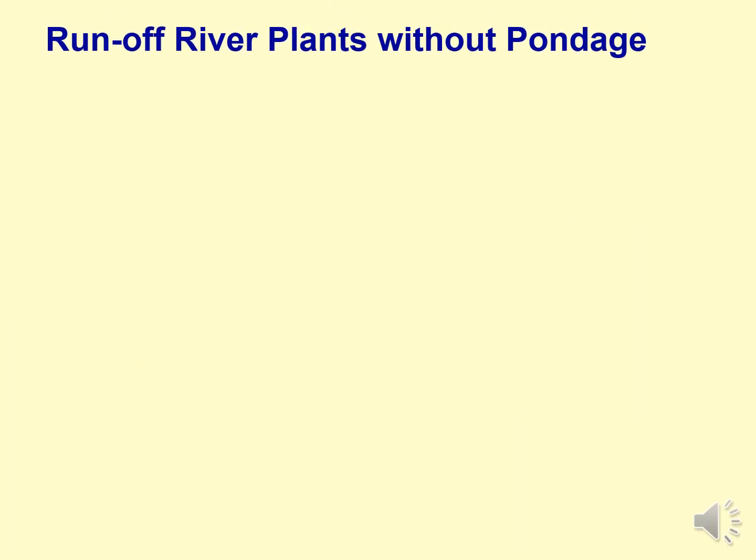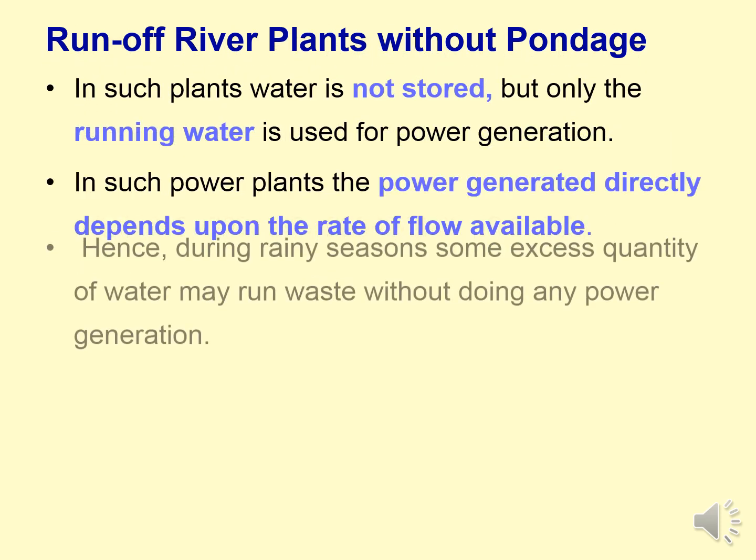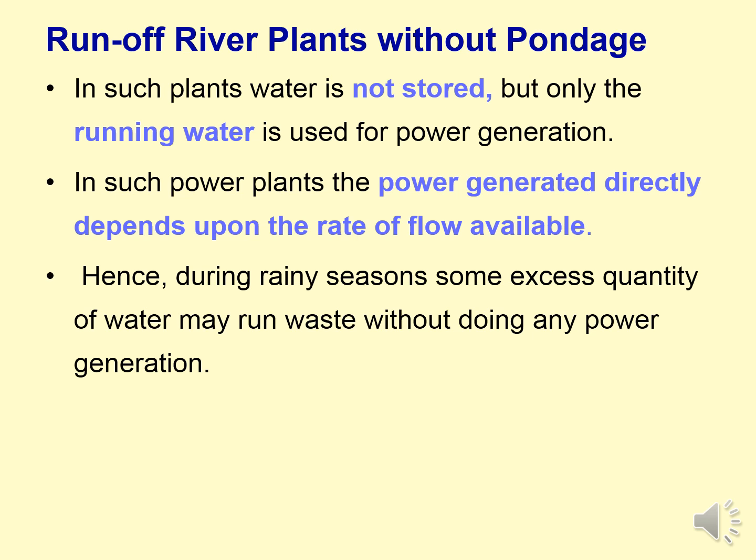Runoff river plants, one by one we can see. Runoff river plants without pondage. What does without pondage mean? The water is not stored, but only running water is used for power generation. In such a power plant, power generated directly depends upon the rate of flow available.